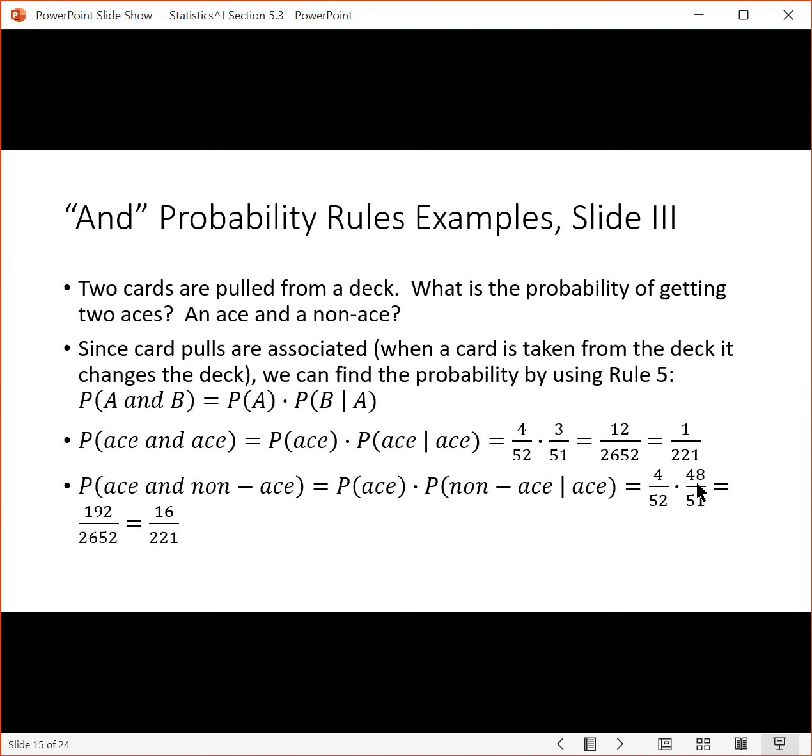Well, there's going to be 48 non-aces left. Originally there were 4 aces and 48 non-aces. You pulled one of the aces out, but you didn't pull any of the non-aces. So there are 48 non-aces left, and there are 51 total cards after you've taken 1, because you started with 52. And then we go ahead and multiply those 2 things to get the probability. We went ahead and did that, and you get 16 over 221.